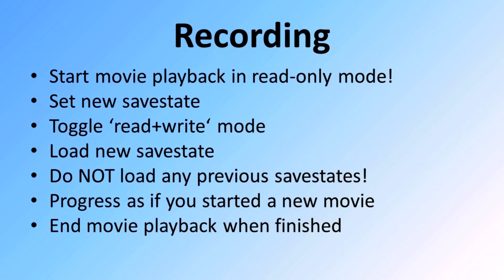So for those of you who just tuned in right now, here's a little checklist to summarize the steps for branching off of existing movies. Before you mess around with your files, think ahead if you need a backup copy of it. After that, you can start your movie in read-only mode. Then you go to the point where you want to branch and set a save state there. Then you switch to read-write mode with the toggle key.